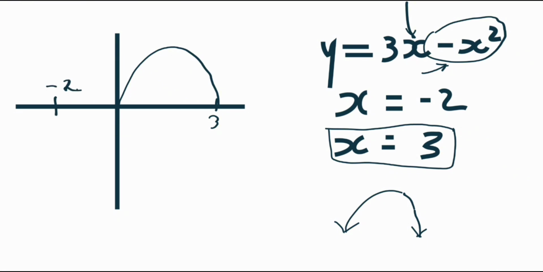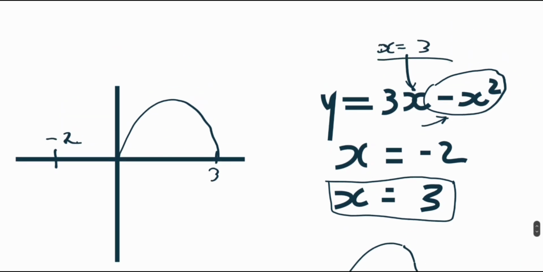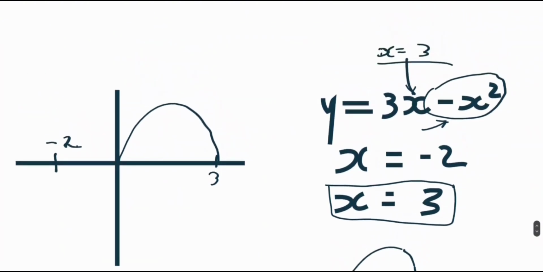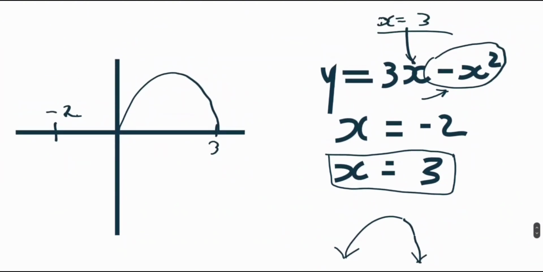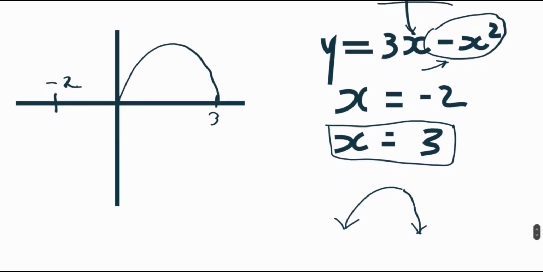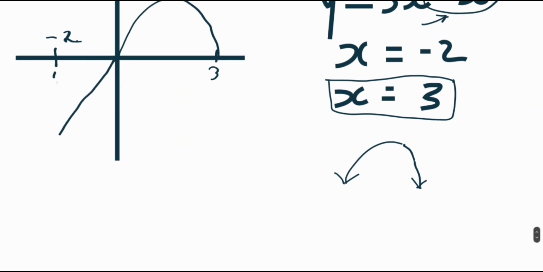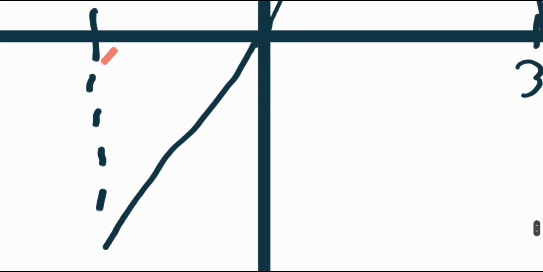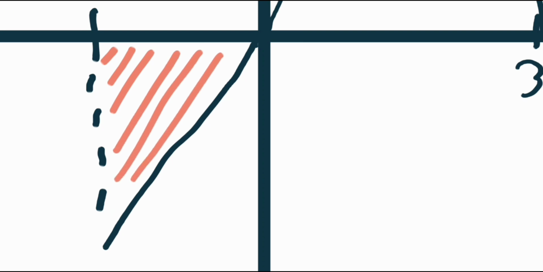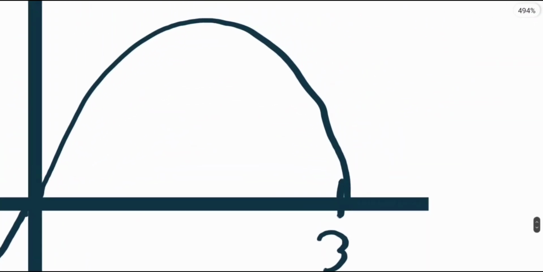And if it is x equals 3, that's the intercepting point. So that means that we have to get this. So that means that this angle will look like this. So what we want to find is this area over here, and this area, and this area.